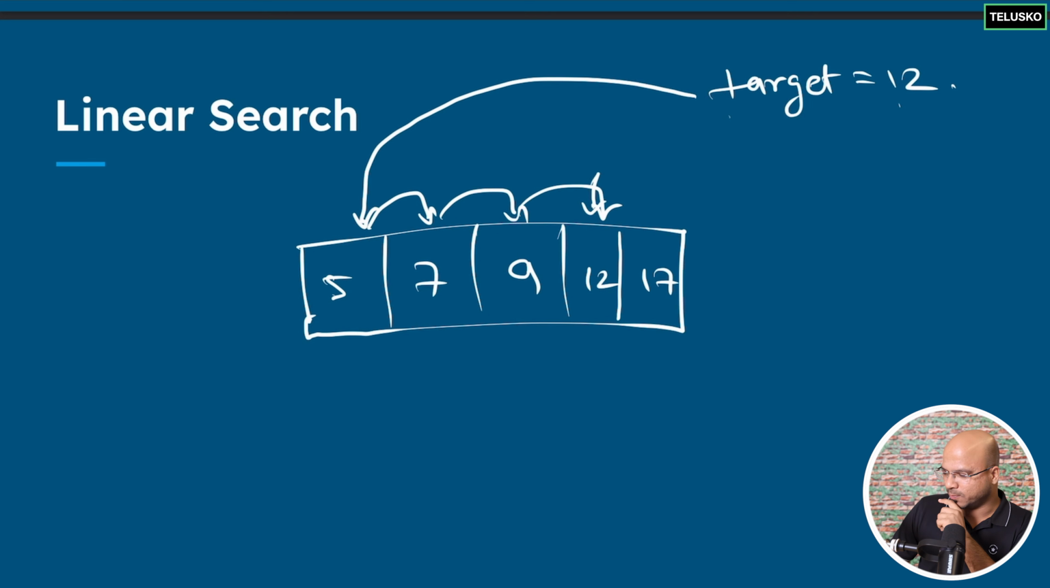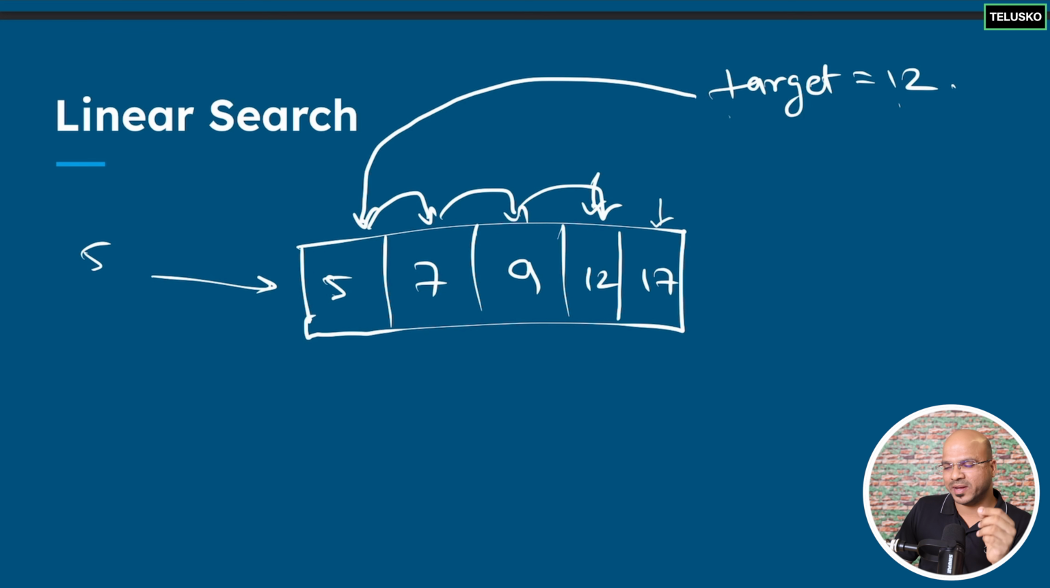Now there's a problem here. The problem is, what if the element is not there in the array? Of course you have to reach till the end. What could be the best scenario here? Let's say you are searching for an element, say 5, and now we know element 5 is at the start itself.